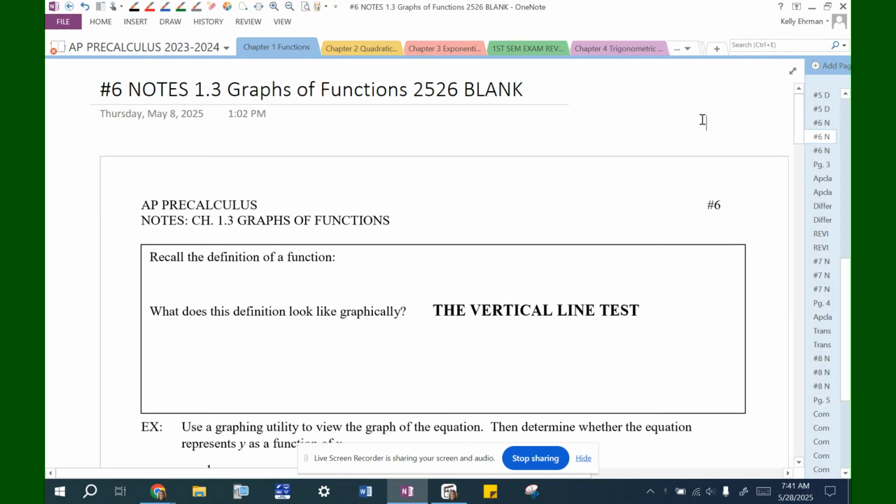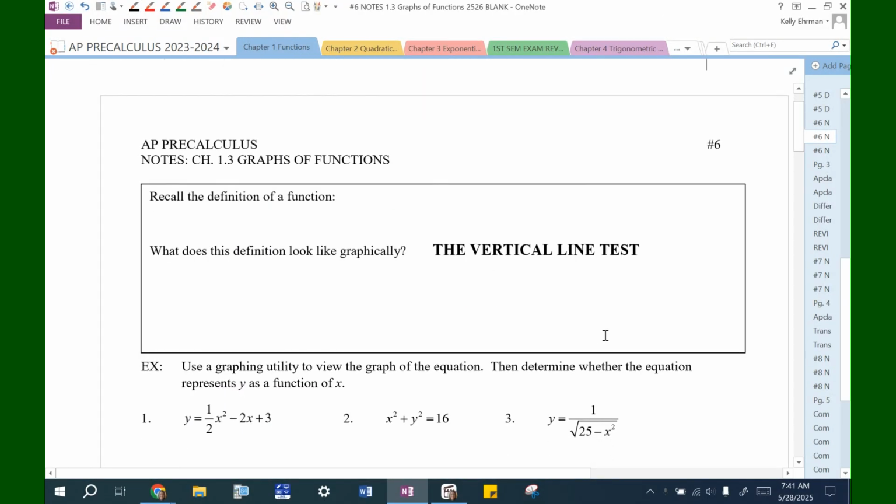All right, this is chapter 1.3. We're doing notes number 6, and we're going to start looking at the graphs of functions.